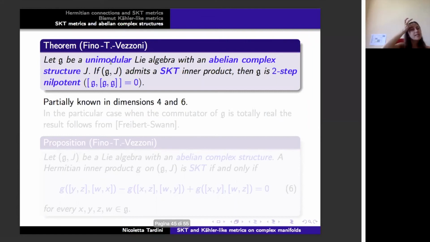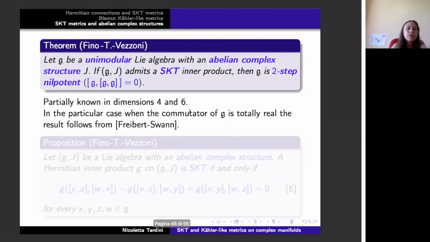Also, this result, maybe not explicitly stated, was already known in dimensions 4 and 6, because in low dimension we have classifications. For instance, Andrada, Barberis, Dotti have a classification of abelian complex structures on 6-dimensional algebras. You can take this classification, study the existence of SKT metrics there, and see that in fact SKT plus abelian complex structure implies two-step nilpotent.